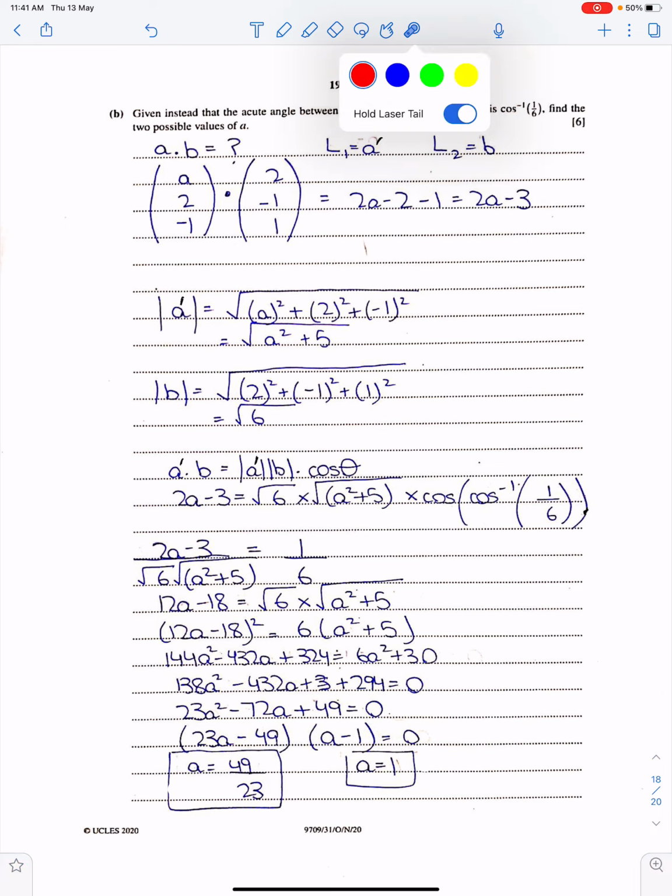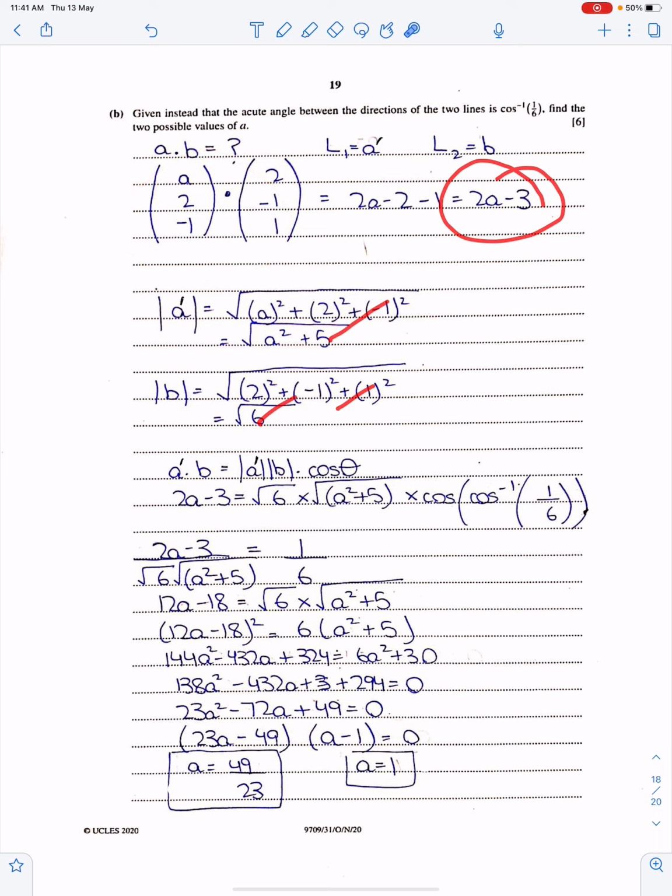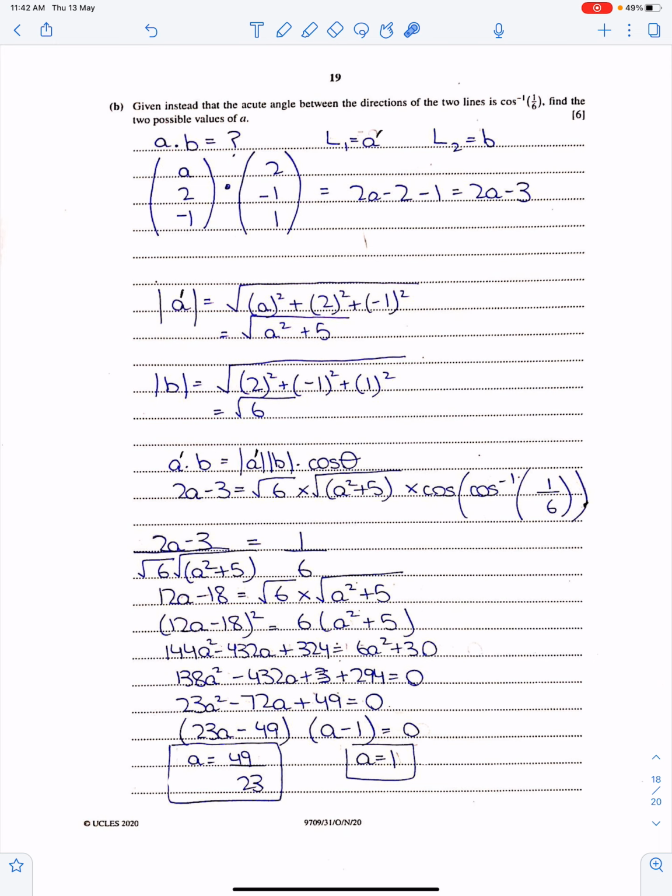Anyway, this is the dot product of their direction vectors. These are the magnitudes. This is the formula of the dot product. And theta is cos inverse 1 upon 6. Cos inverse and cos will be cancelled. So by solving this equation, we can get the values of a. You can take a screenshot of this solution if you want.